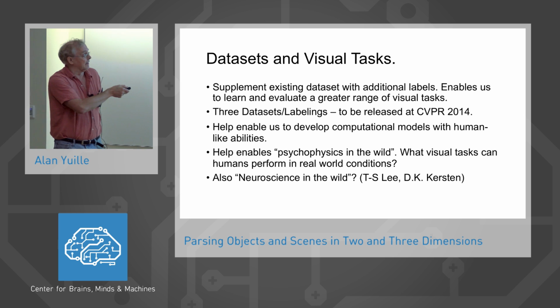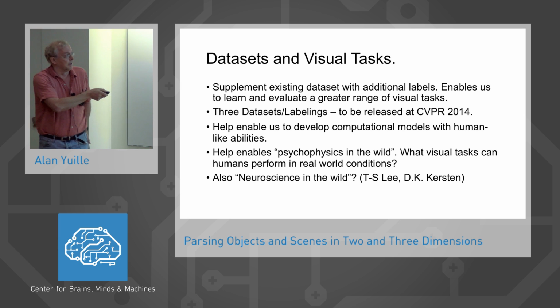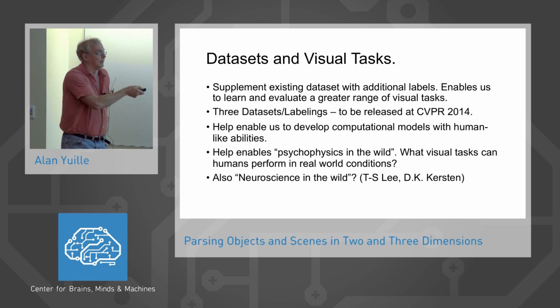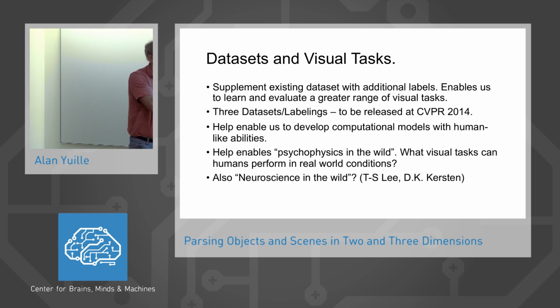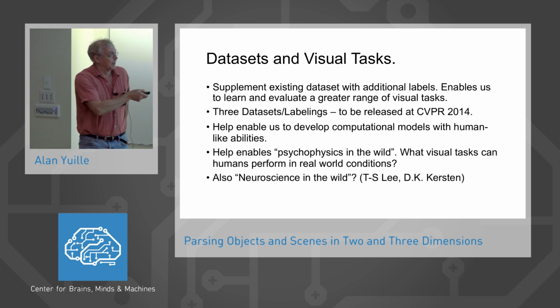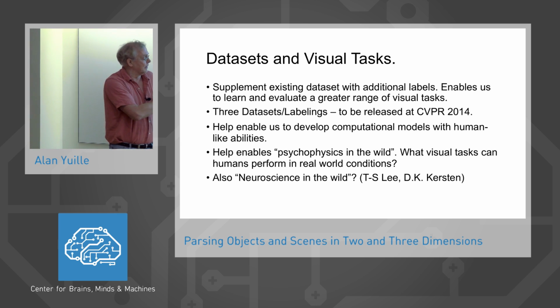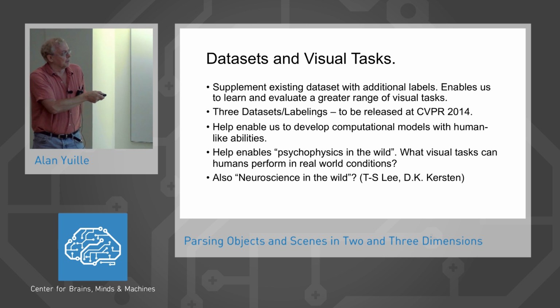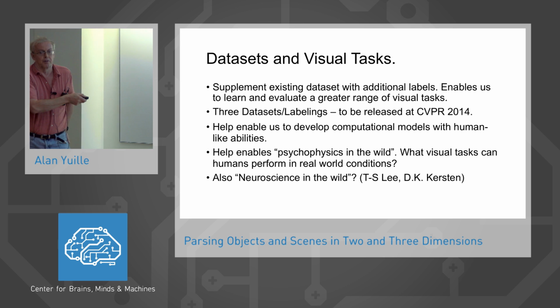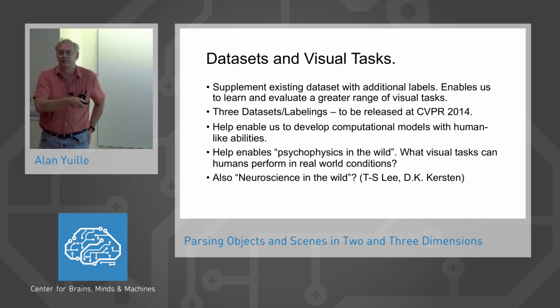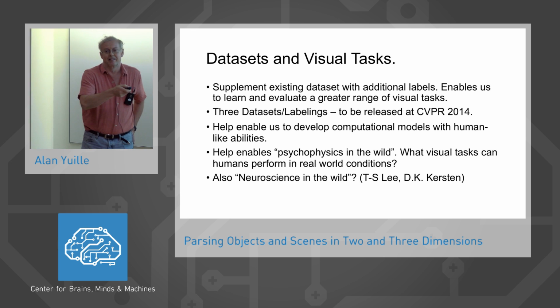So there were 3 data sets labeling, which I'll show in a minute, which we are going to release at CVPR, but these allow one to study more complex visual tasks than the ones that people are doing in computer vision generally. It also enables what I think some people are starting to call psychophysics in the wild, which means studying the behavior of what humans can do in real images.